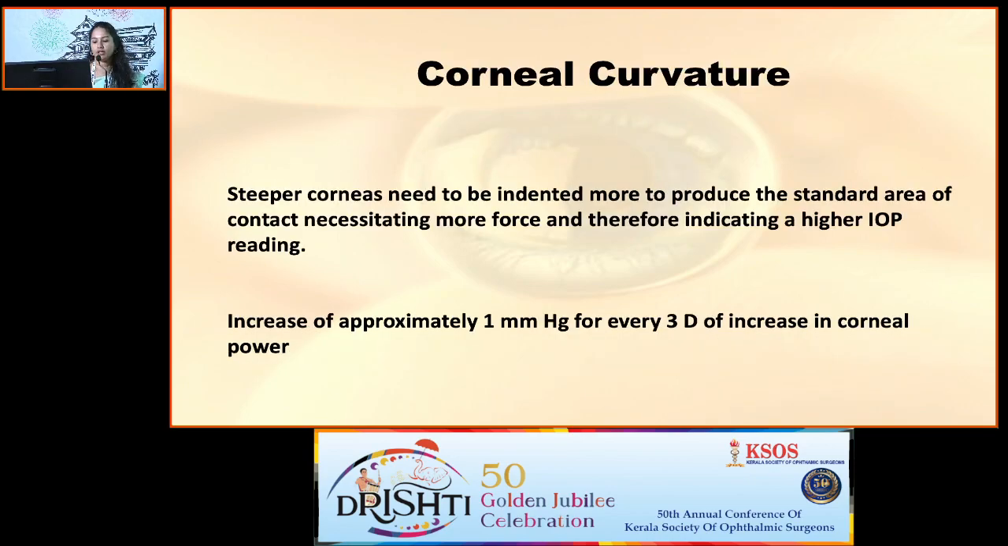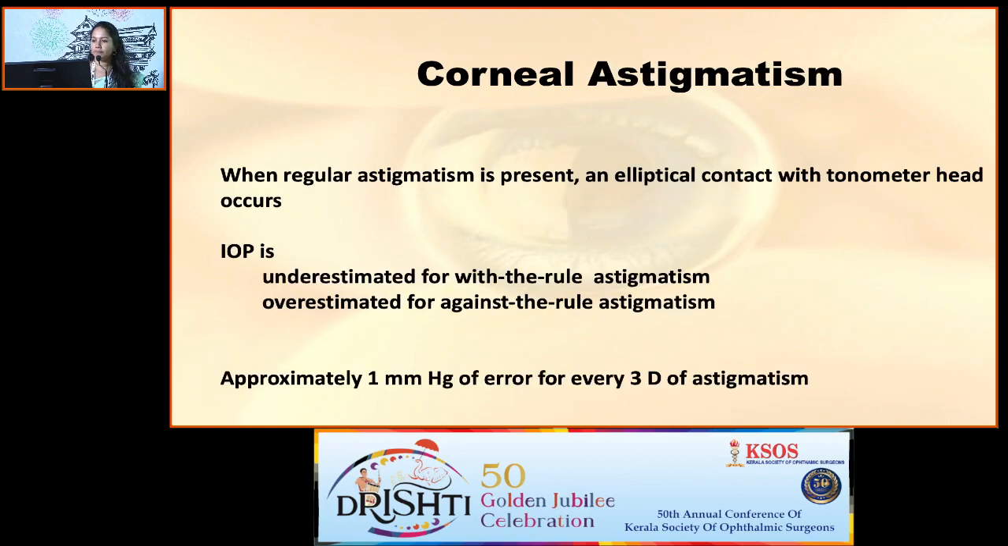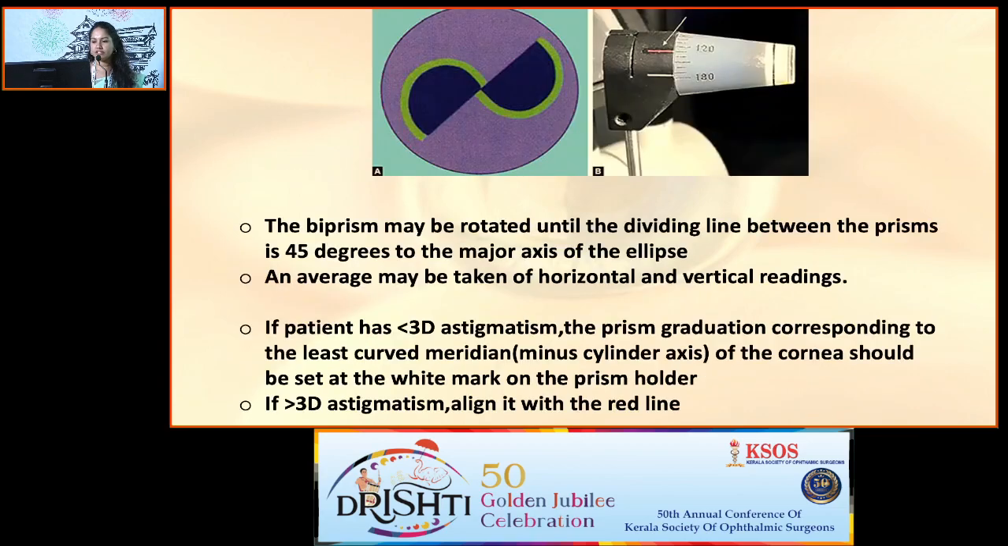Another one is corneal curvature. An increase of approximately 1 millimeter of mercury will be there for every 3 diopters of increase in corneal power. And similarly, for corneal astigmatism, IOP is underestimated for with-the-rule astigmatism and overestimated for against-the-rule astigmatism, approximately 1 millimeter for every 3 diopters of astigmatism.